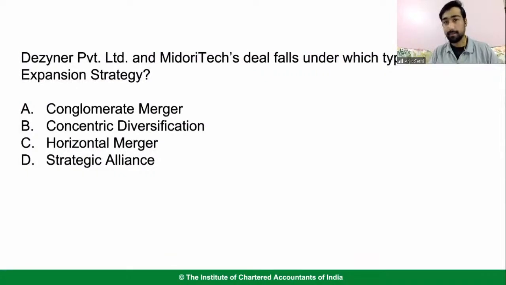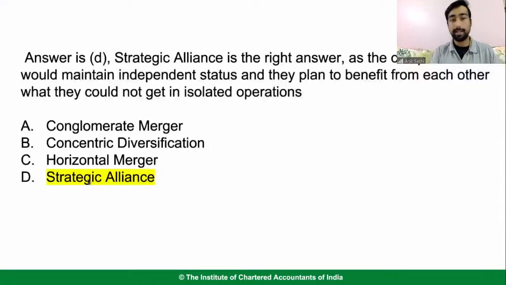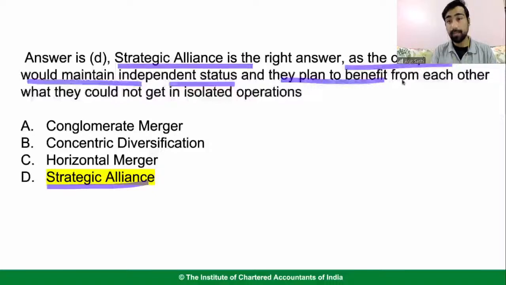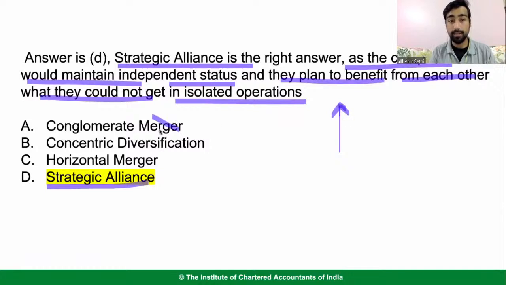Last 5 seconds. Okay, the answer is strategic alliance. Strategic alliance is the right answer, as the companies would maintain independent status and they plan to benefit from each other what they could not get in isolated operations, right? They are not merging. First thing is merger नहीं हो रहा, right? They are not even diversifying. वो सिर्फ एक strategic alliance कर रहे हैं to use R&D, एक दूसरे के resources use करने के लिए, because it will not be possible to beat the competition in isolated operation. Means अकेले they will not be able to beat the competition, so they are coming together.